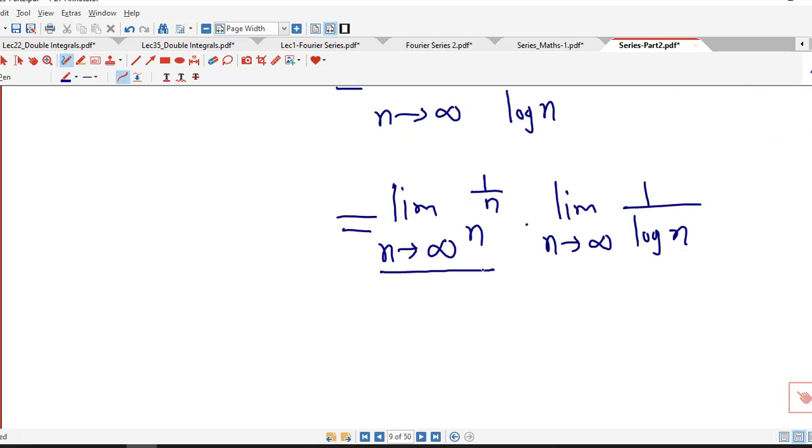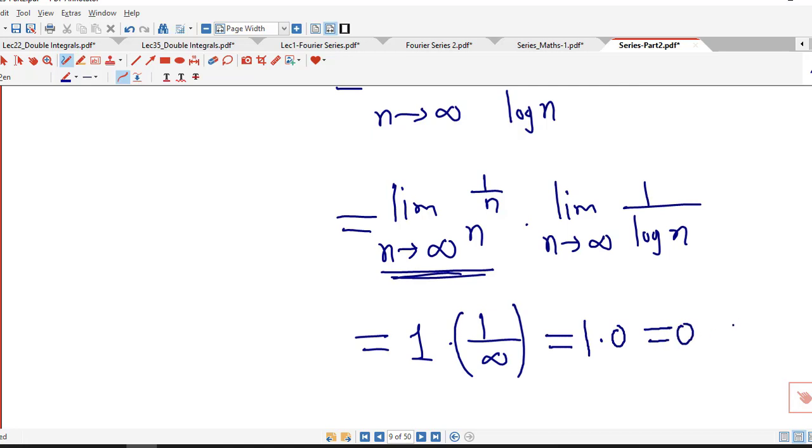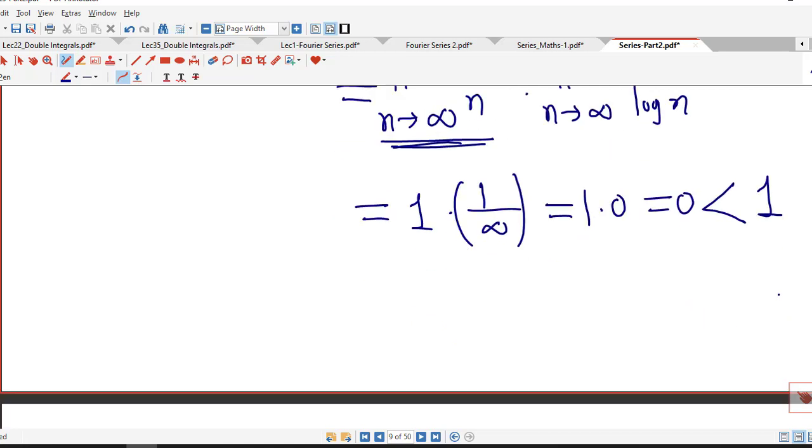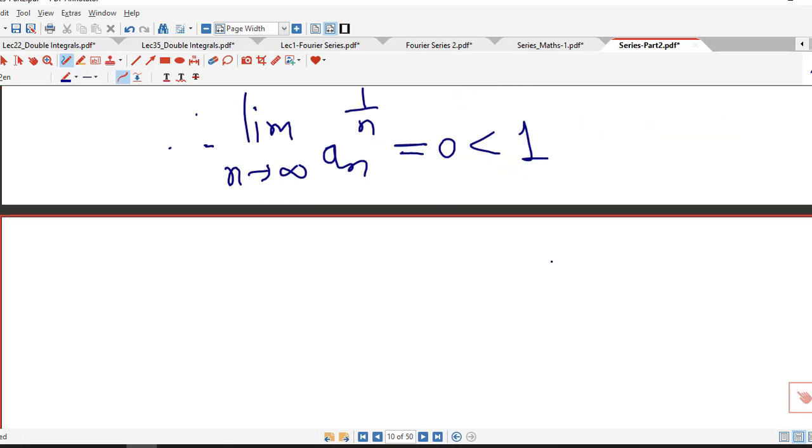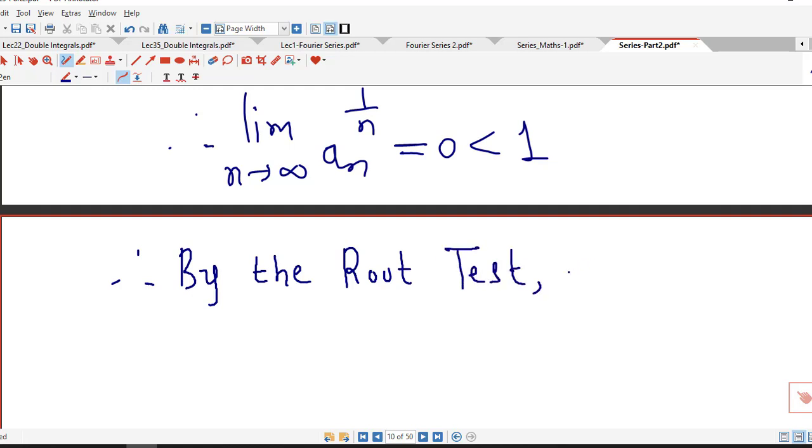Now we know that this limit is always equal to 1. If you wish, you can prove it by L'Hospital's rule. And the limit of 1 over log n as n tends to infinity is 1 over infinity, that is 1 into 0, which is 0, and it is less than 1. So the limit of the nth root of the nth term is equal to 0 and it is less than 1. Therefore, by the root test, the given series is convergent.